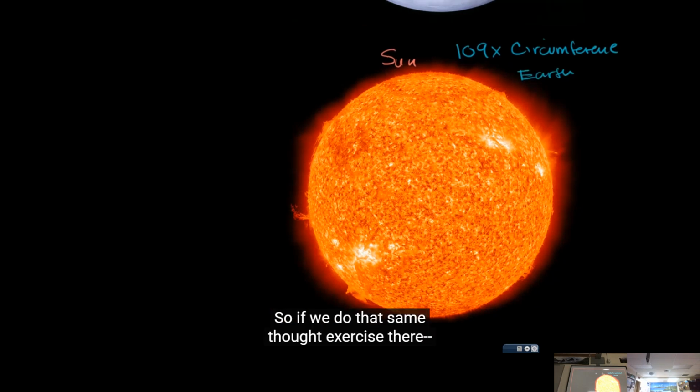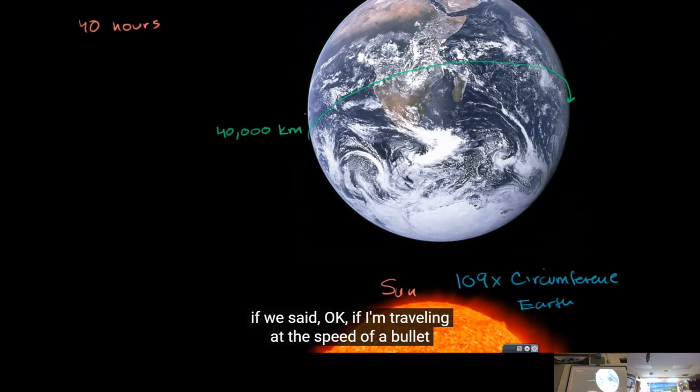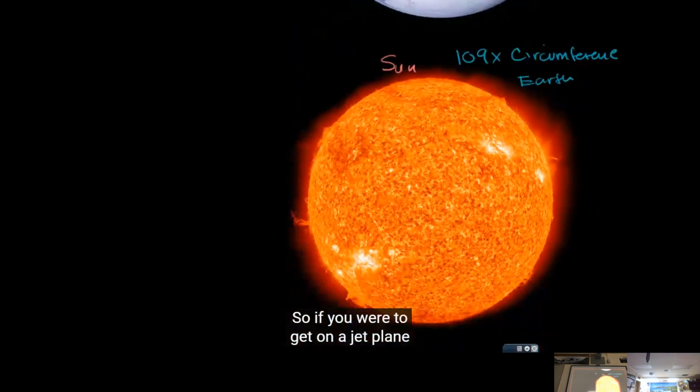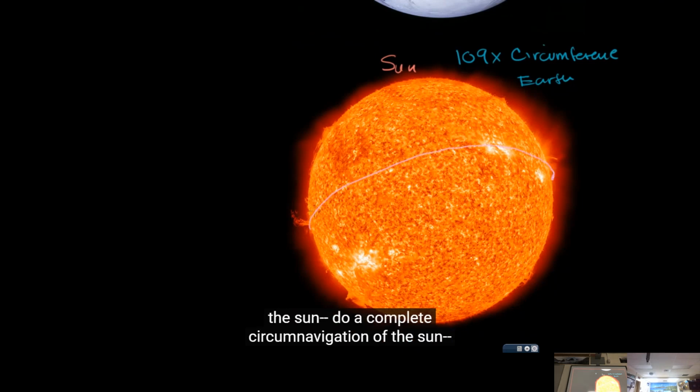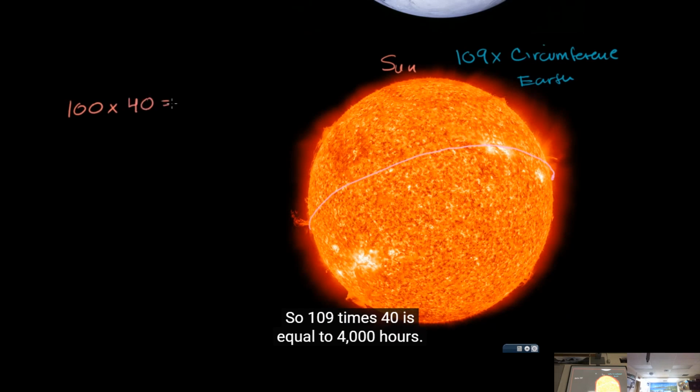So if we do that same thought exercise, if I'm traveling at the speed of a bullet or the speed of a jetliner, it would take me 40 hours to go around the Earth. Well, how long would it take to go around the sun? If you were to get on a jet plane, or somehow ride a bullet, and try to do a complete circumnavigation of the sun, it's going to take you 109 times as long as it would have taken you to do the Earth. I could do 109, but just for approximate, it's roughly 100 times the circumference of the Earth. So 109 times 40 is roughly 4,000 hours.